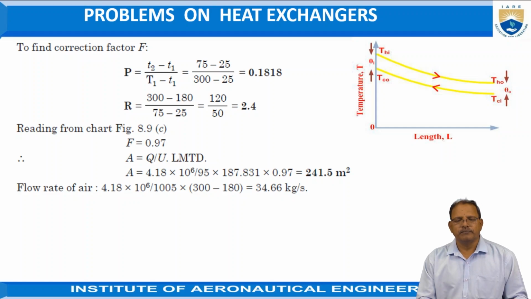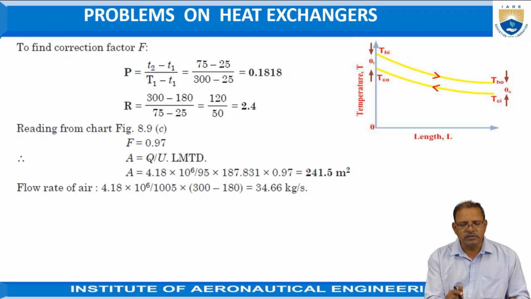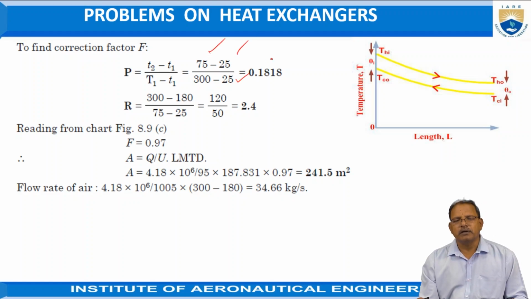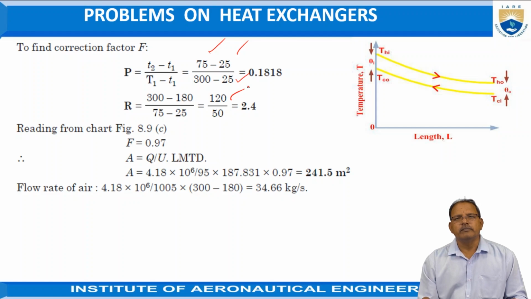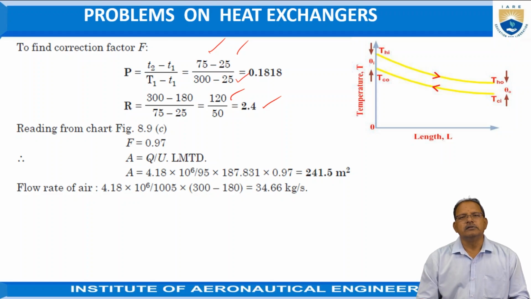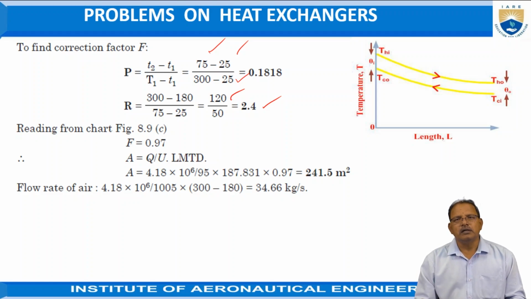For the correction factor now, F is generally applicable in the designing of heat exchangers. Here P is equal to (T2 minus T1) divided by (T1 minus T1), which is equal to 75 minus 25 divided by 300 minus 25, which is equal to 0.18218. Similarly, R is equal to 300 minus 180 divided by 75 minus 25. From this relation we got 120 divided by 50, which is equal to 2.24 now. From this chart we will find for the oil at the given temperature, F is equal to 0.97.